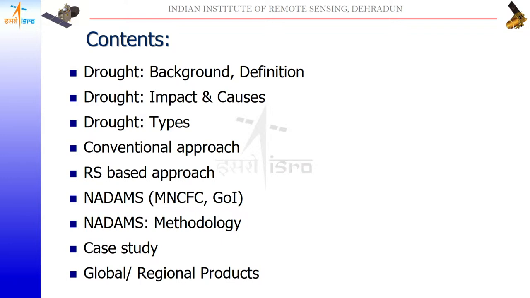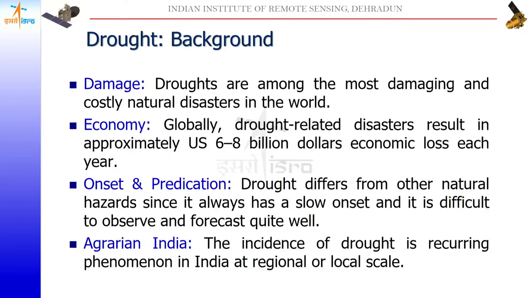Then its methodology part, like how they use various kinds of indices, ground information, remote sensing, and geospatial technology for assessment of drought in terms of monitoring and assessment. Then a few case studies, which will give you a better idea of how we can use geospatial technology for assessment and monitoring of agricultural drought. Then we will discuss the various global and regional products. So this is all the content of today's lecture.